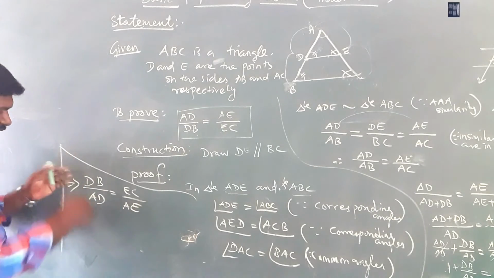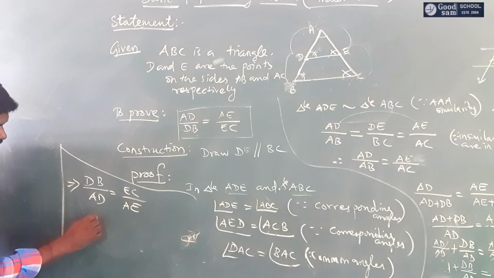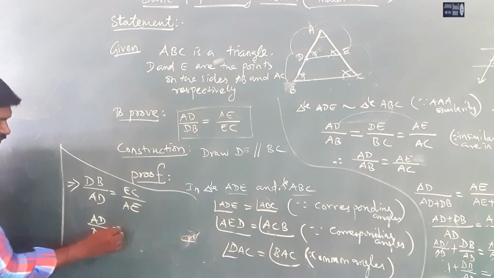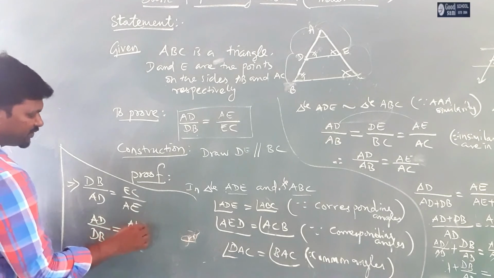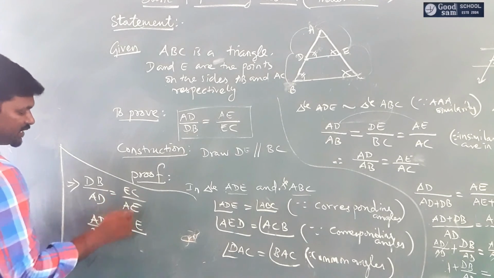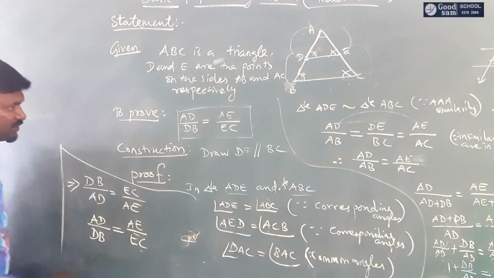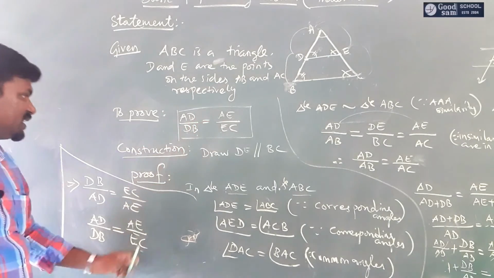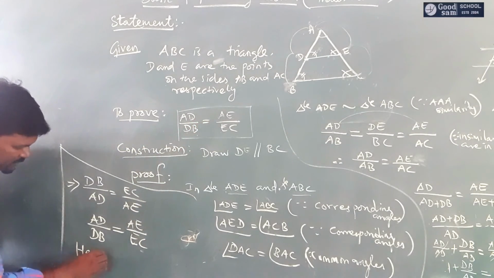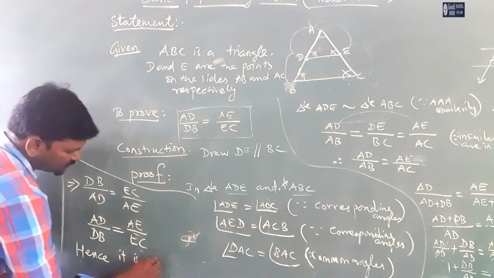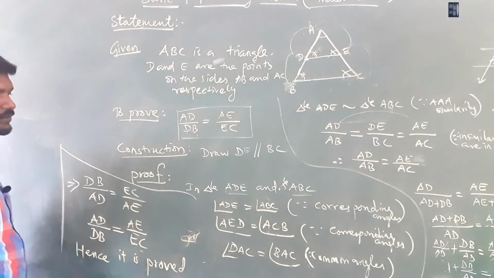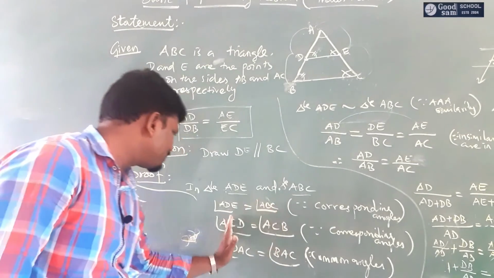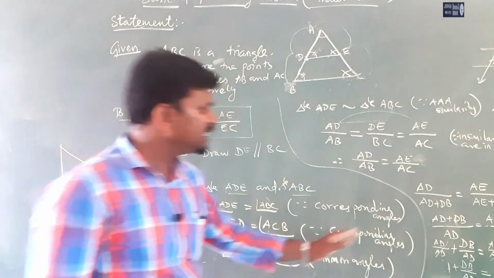So now you can take the reciprocal again. The reciprocal of DB by AD is AD by DB. Then the reciprocal of EC by AE is AE by EC. So what we have to prove is AD by DB equals AE by EC. Hence it is proved. In your textbook they would have taken it this way, so that here it comes in a single step.